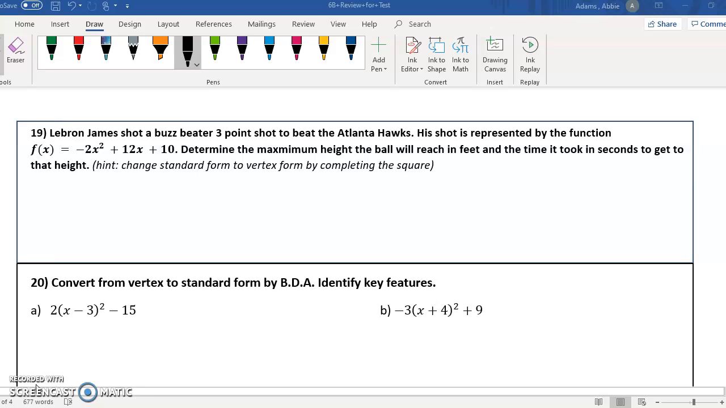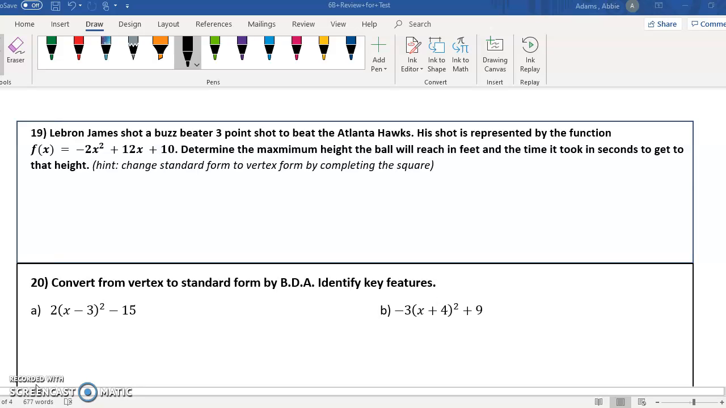It says LeBron James shot a buzzer beater 3-point shot to beat the Atlanta Hawks. His shot is represented by the function f of x equals negative 2x squared plus 12x plus 10. Determine the maximum height the ball will reach in feet and the time it took in seconds to get to that height. Hint: change standard form to vertex form by completing the square. So we are trying to find our vertex, which is going to give us our maximum for this function. In order to do that, we have to use completing the square.